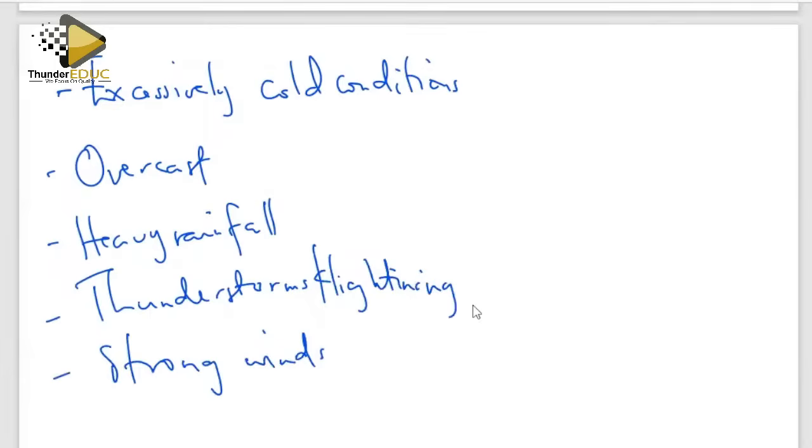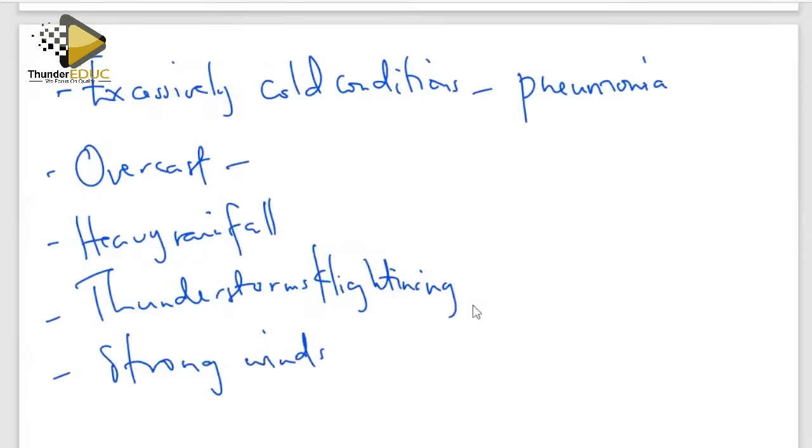So we are talking of excessively cold conditions. These conditions here are likely to cause some health complications. If there are excessively cold conditions, the tourists might be affected by health complications like pneumonia. It's a typical condition which is associated with cold conditions. So the tourists might be affected negatively because of the impact of pneumonia brought by the excessively cold conditions.